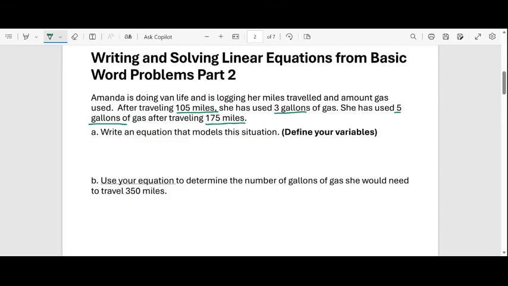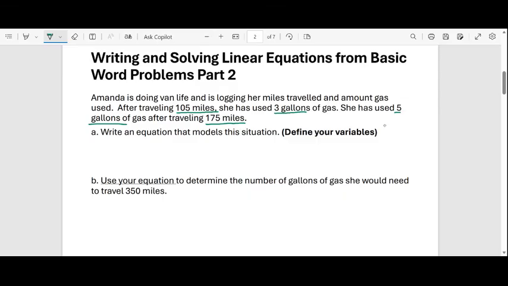So it looks like they switched up. So we said 105 and 3, and then 5 and 175. Make sure we're keeping the 105 and 175 as one variable, and then the 3 and the 5 is the other variable. We're going to write an equation that models this situation, and they actually don't tell us what variable is what. So we have to pick.